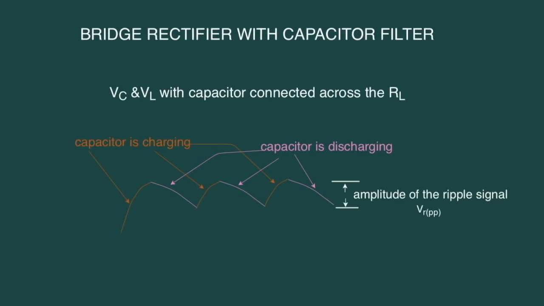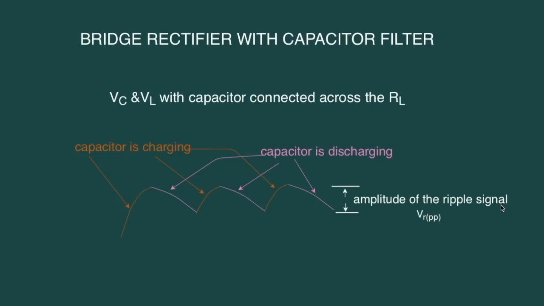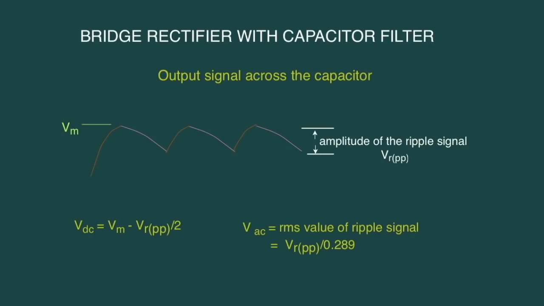Now, the variation in the voltage across the load resistance, that is the output voltage of the rectifier, will be decided by the charging and discharging levels of the capacitor. Amplitude of the ripple signal now has been reduced as the voltage across the load resistance does not come down to 0 DC level. The DC voltmeter will give us DC voltage reading, which is equal to Vm minus VR peak to peak upon 2. VR peak to peak is the variation in the DC signal level and Vm is the maximum DC signal level.